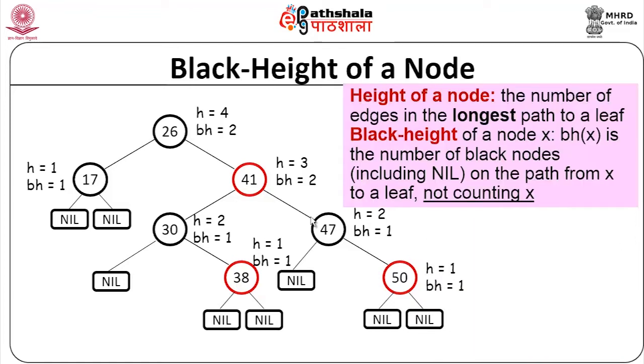So, the height of a node is the number of edges in the longest path to the leaf. That is the normal definition of height. The black height of a node x, BH of x, is, I am just repeating, the number of black nodes, including nil, on the path from x to the leaf, excluding itself or not counting x. So, that is what we discussed.